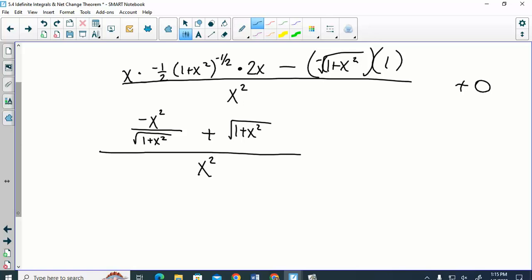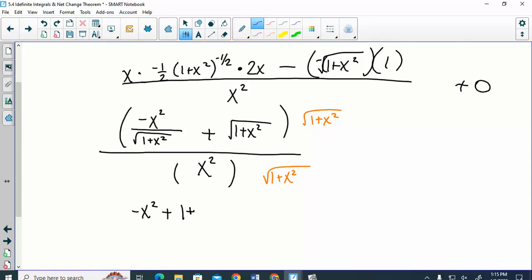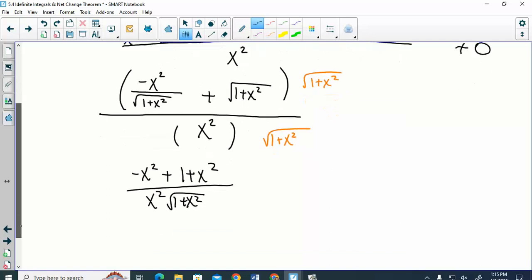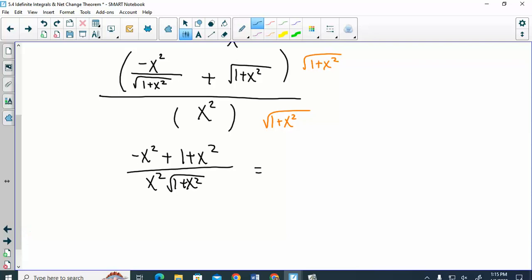We don't want a fraction in a fraction, so the easiest way to get rid of that is to multiply everything by the square root of 1 plus x squared. If we do so, negative x squared over that square root times the square root, those drop and you just have negative x squared. Plus, the square root of 1 plus x squared times the square root of 1 plus x squared would drop the radical. On the bottom we have x squared times the square root of 1 plus x squared. On the top, negative x squared and positive x squared cancel.